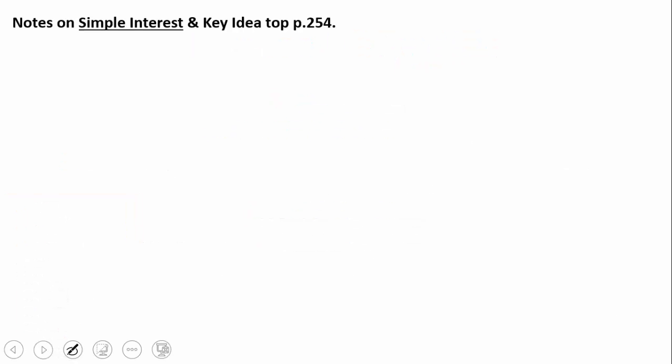Moving on. Notes on simple interest. Of course, you should know what interest is. I'm not going to write it down for you. It's in the book. Interest is the amount paid or earned for the use of money. You should know what principal is.